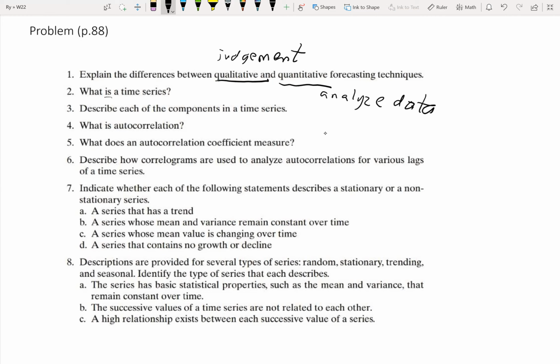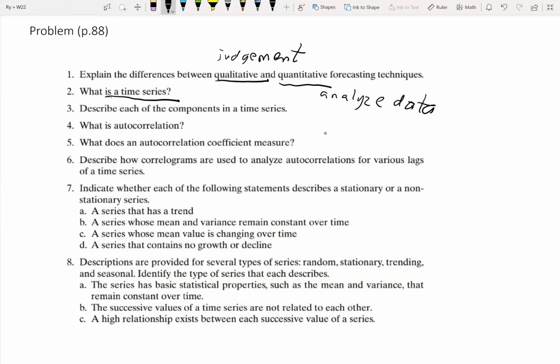So what is time series? It is the data over time. This time could be weeks, months, quarters, or years. Data over time.